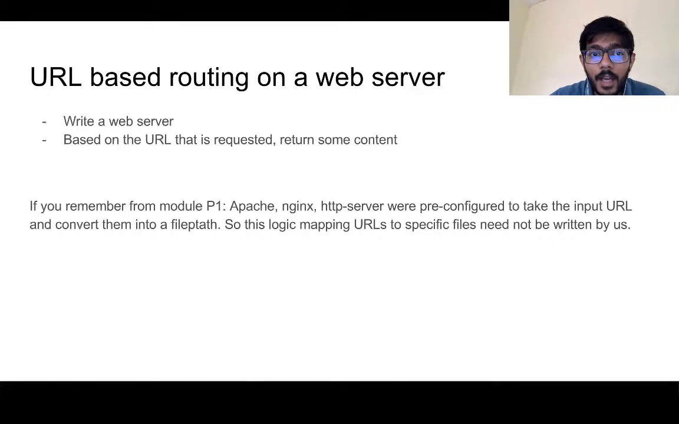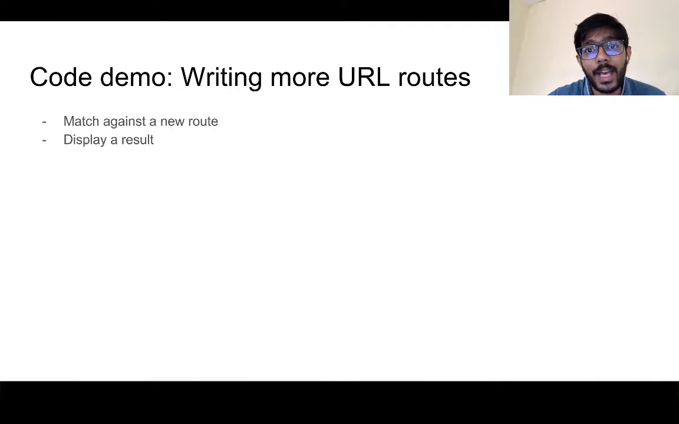To do this, we have to understand how URL-based routing works. If you remember from module P1, when we were using the HTTP server, and I mentioned that we could have used Apache or Nginx as well, we noticed that they were pre-configured to take any input URL and convert that into a file path. They would search for that file within the same directory that they were running in or were configured to use, and then they would try to serve the file from that path if it was available. We are going to do something similar, but we are going to write the logic of what happens when you go to a particular URL. So let's see how that happens.